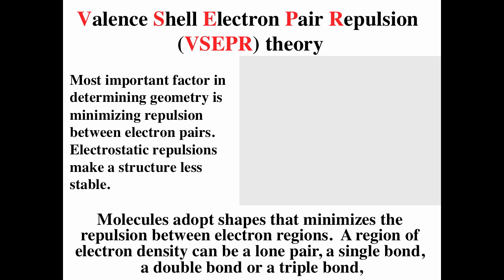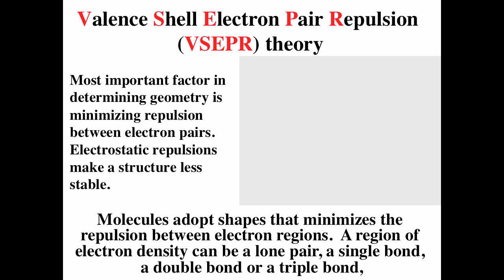The basic idea is that the most important factor in determining geometry is minimizing repulsion. And so we've seen that the stronger the attraction, the more stable. We saw that with electron orbitals. We saw that with formation of bonds, with the formation of compounds. The stronger the attraction, the more stable. The stronger the repulsion, the less stable. And so if you have regions of electron density that are close, that's going to be unstable. And so VSEPR theory says that molecules will adopt the shape that minimizes the repulsion between electron regions.